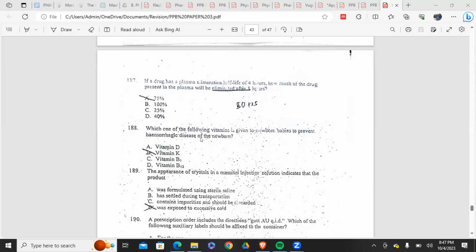Which one of the following vitamins is given to newborn babies to prevent hemorrhagic disease of the newborn? It is vitamin K. That is for the bleeding, the clotting factors.